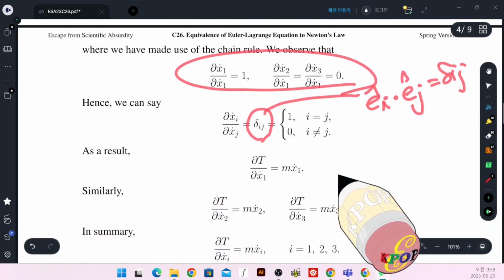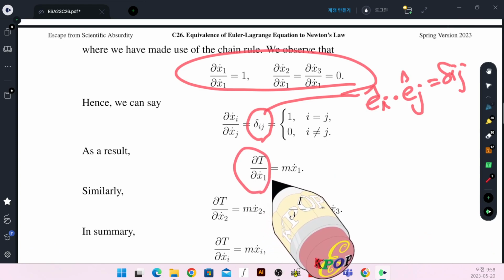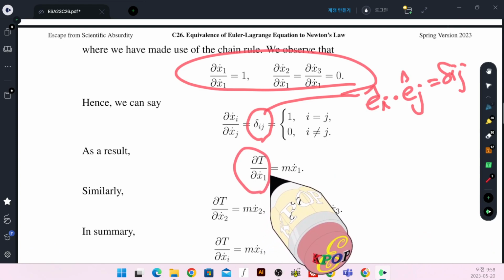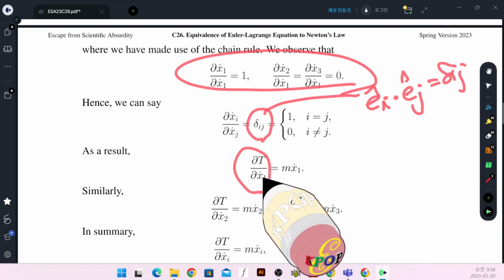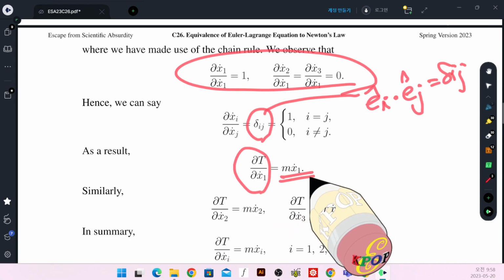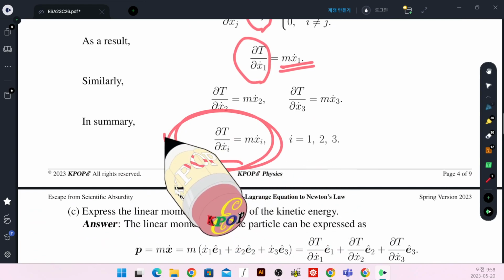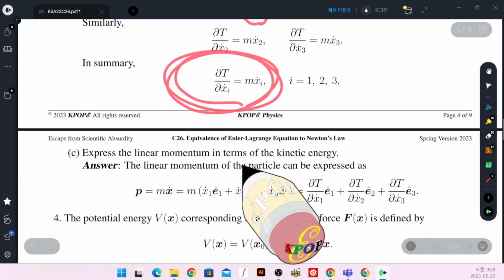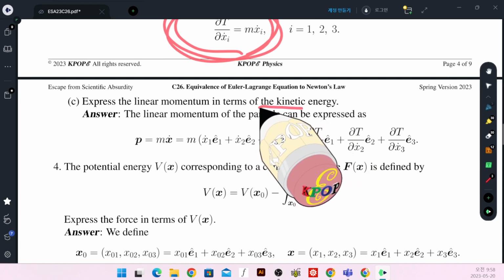As a result, we can compute the partial derivative of the kinetic energy with respect to the ith component of the Cartesian velocity, which is nothing but the ith component of the linear momentum. So in summary, we have reached the point where we can express the linear momentum in terms of the kinetic energy.